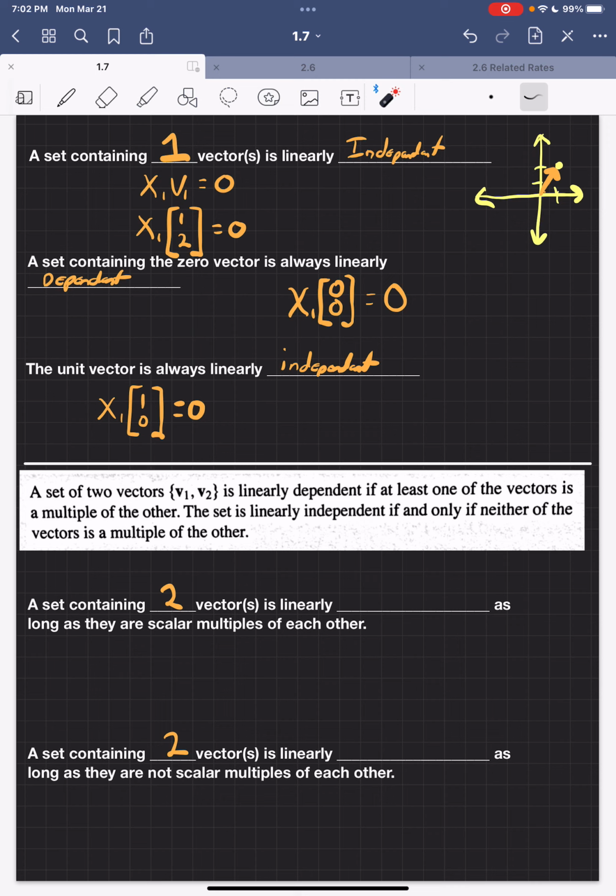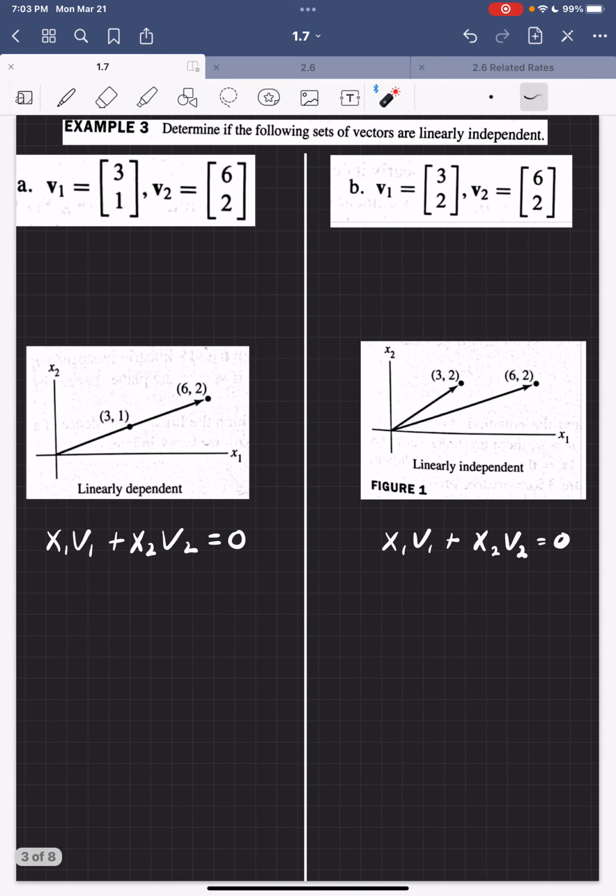So what I'm going to do before I answer this question about a set of two vectors is I want to look at a problem. So example 3. So notice we have part A, part B, and the question in front of us is to determine if the following sets of two vectors are linearly independent. So notice for part A, you have two vectors, v1 and v2, where v1 is defined as (3, 1) and v2 is defined as (6, 2). Whereas part B is very similar, except v sub 1 is (3, 2), not (3, 1), but v sub 2 is the same.